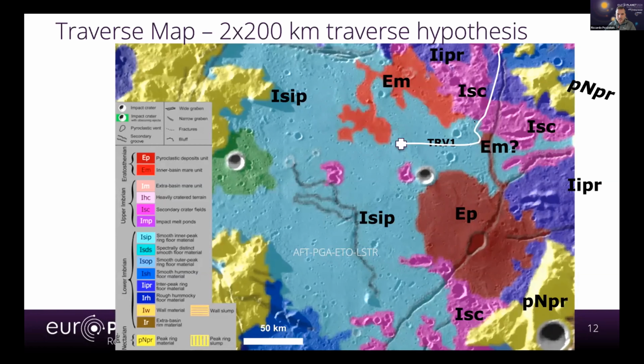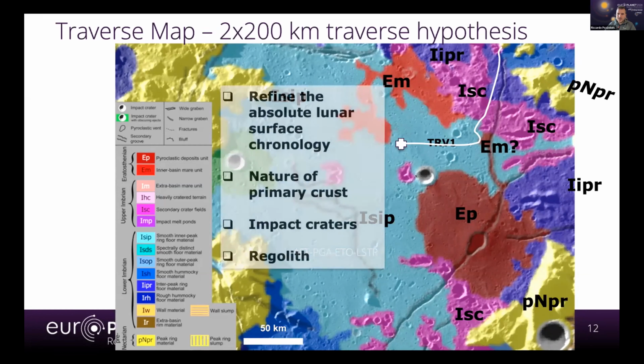We can then cross secondary craters field. We can then enter this, which is, I think, inter-Pickering floor material, and then we can arrive until the Pickering here. And you see that the Pickering material is the oldest one. If we cross these types of terrains, we can answer several questions.